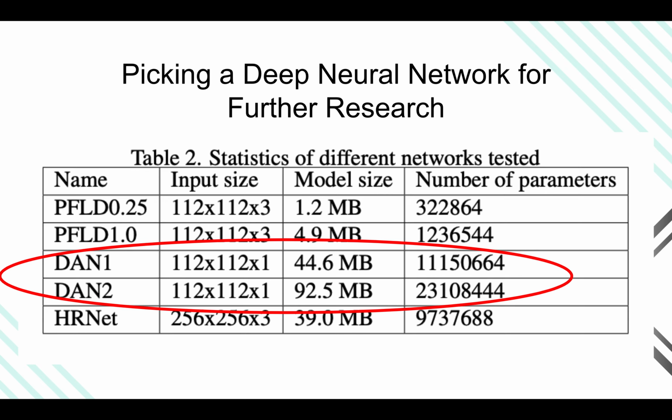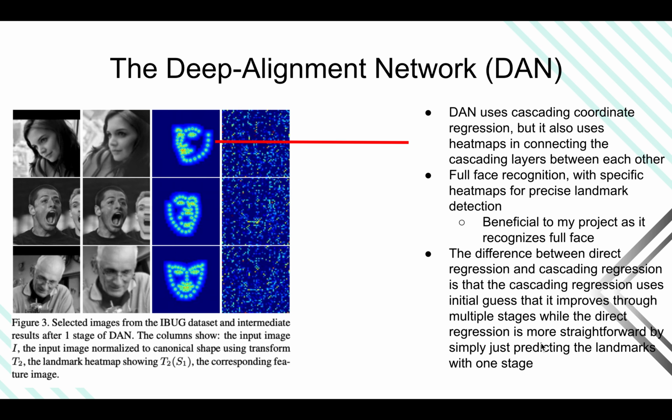So specifically when looking at these, the DAN is the deep alignment network. And the deep alignment network is also very good because the only way that I found that I could connect landmark detection with pose estimation is through cascading, and DAN actually uses cascading. So the deep alignment network uses cascading coordinate regression, meaning it puts coordinates, but it also uses heat maps, which are basic areas where the machine learning model should focus, in order to connect those cascading layers. And so it uses a full face recognition, as you can see from the image on the left, and it uses the heat maps for precise landmark detection, which is beneficial to my project because that's exactly what I'm trying to do.